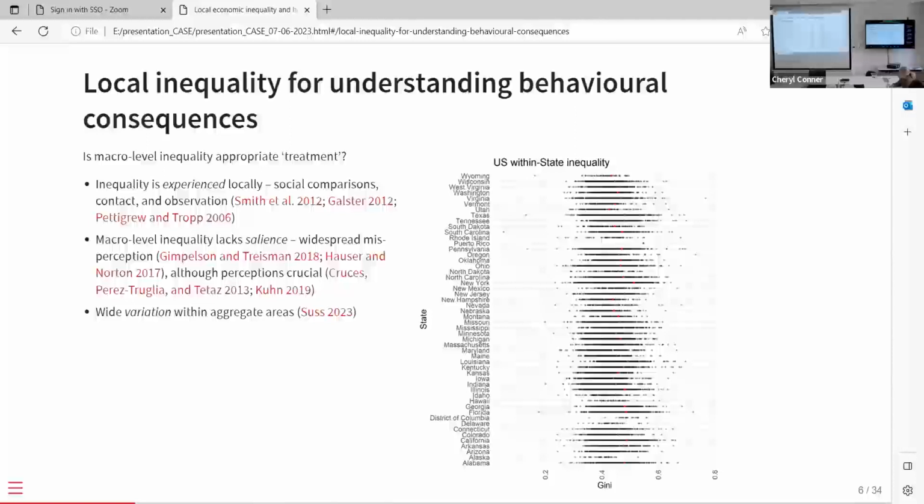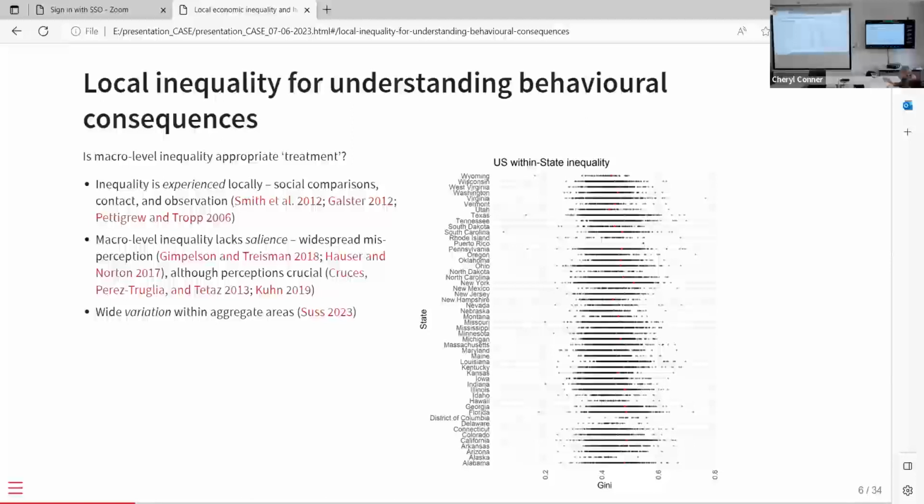There's a lot of work in social psychology, political science, and sociology about the experiences of inequality at a local level. So social comparisons are made at a local level. Social contact, formation of friendship networks, social observation: this all happens in a local setting rather than a macro setting.